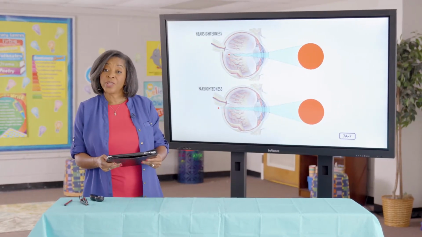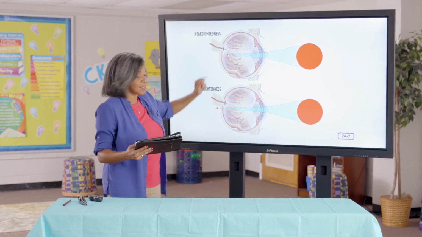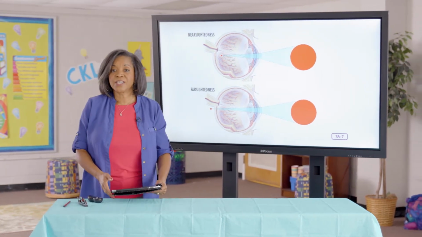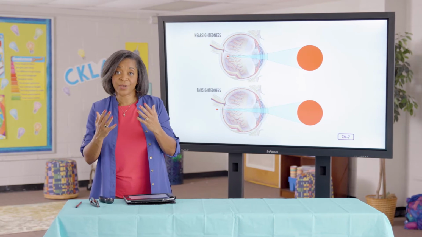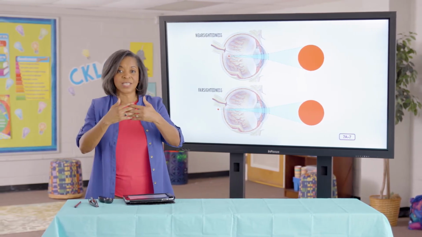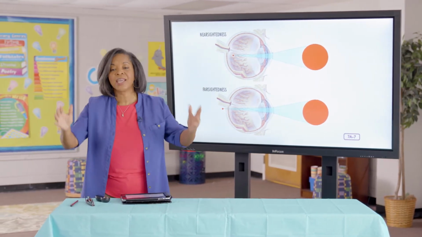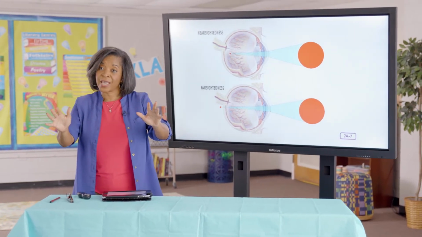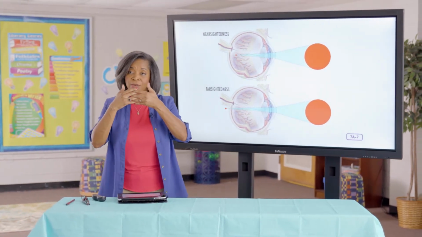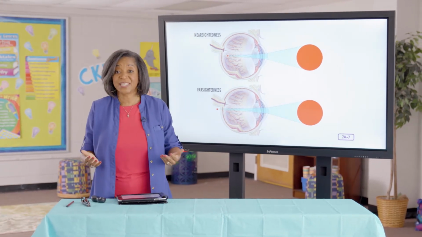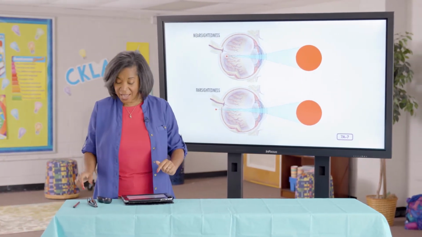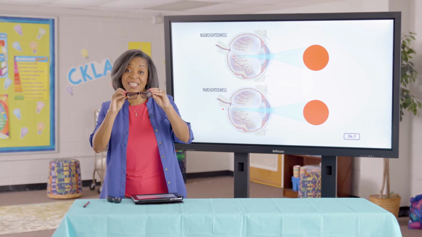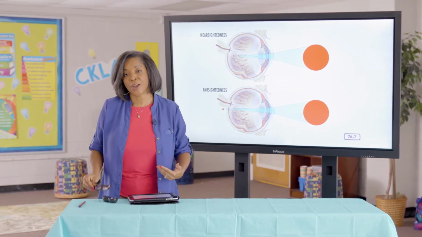So let's be clear. We said that with nearsightedness, nearby objects are seen clearly, okay? So if it's close to you, you can see it, but things that are far away, you have a hard time seeing those things. In farsightedness, you can see things well that are far away, but when things are up close to you, you have a hard time seeing those things. That's what I am. I have to use these glasses to see things that are up close.